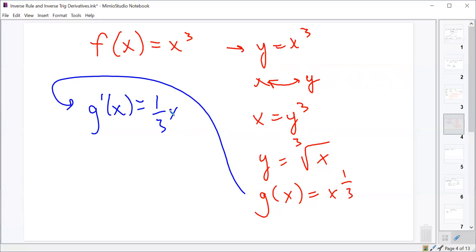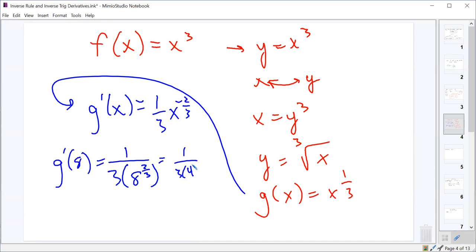It should be 1/3 x to the negative 2/3. And if I were to evaluate this at 8, that should be 1 over 3 times 8 to the 2/3 power. For 8 to the 2/3 power, take the cube root of the 8 first to get 2, square it to get 4, and you get 1 over 3 times 4, or 1/12. So we can see that for this one, we could actually find the inverse of f of x. We can show that it's the same. Everybody good with that? See that it's the same?